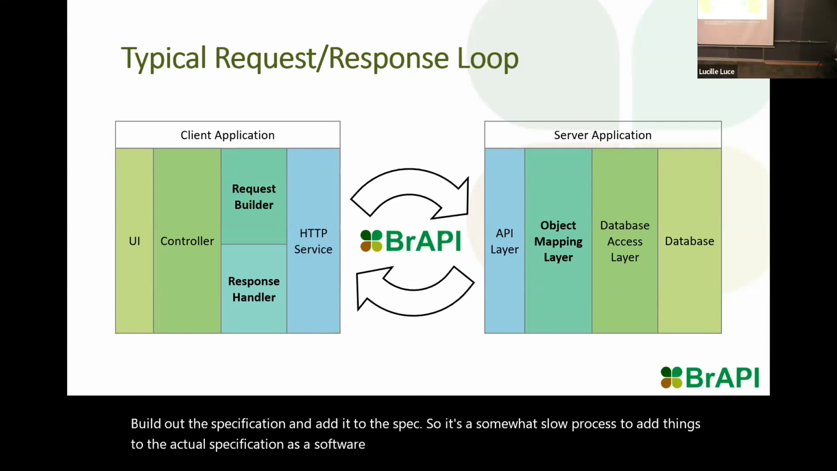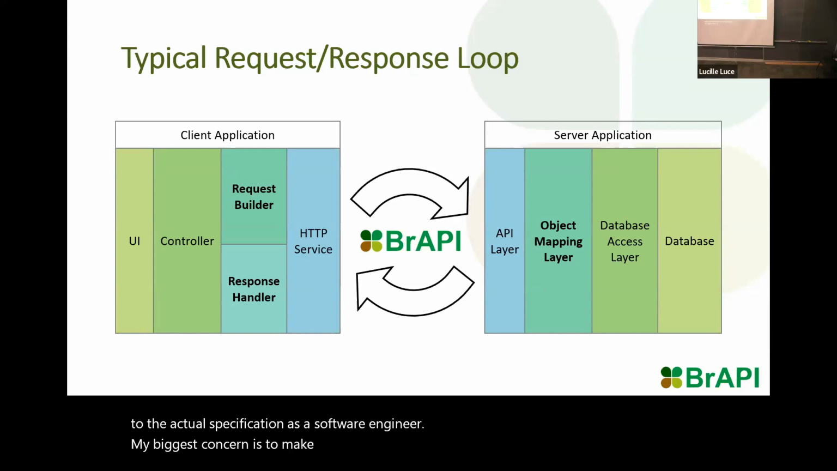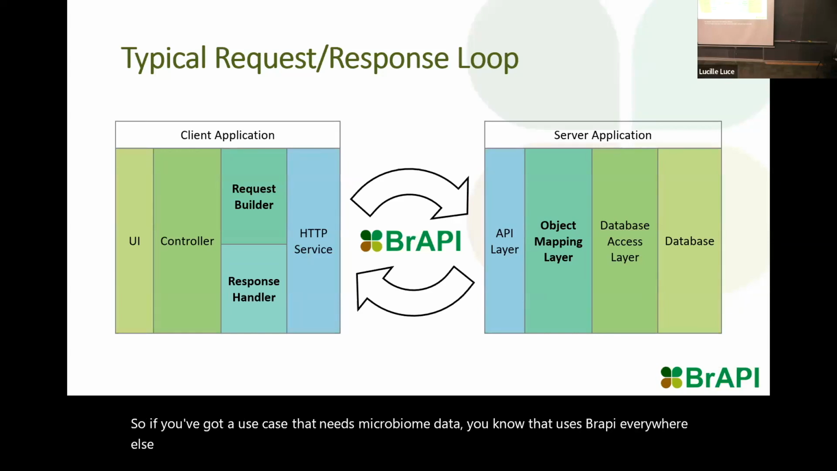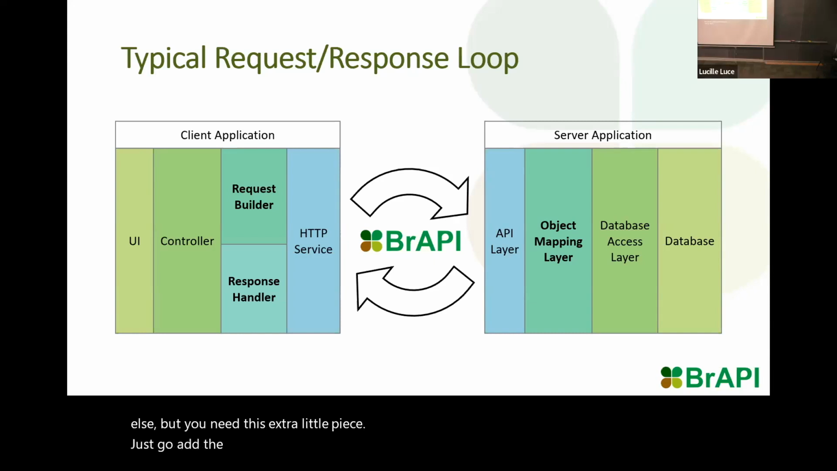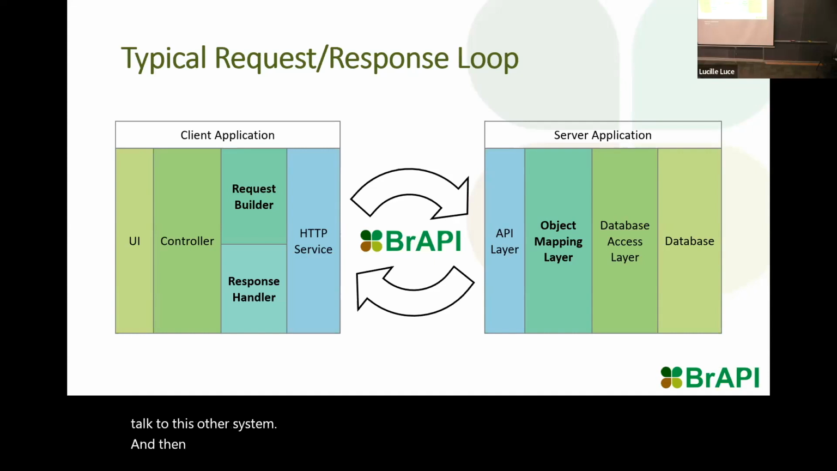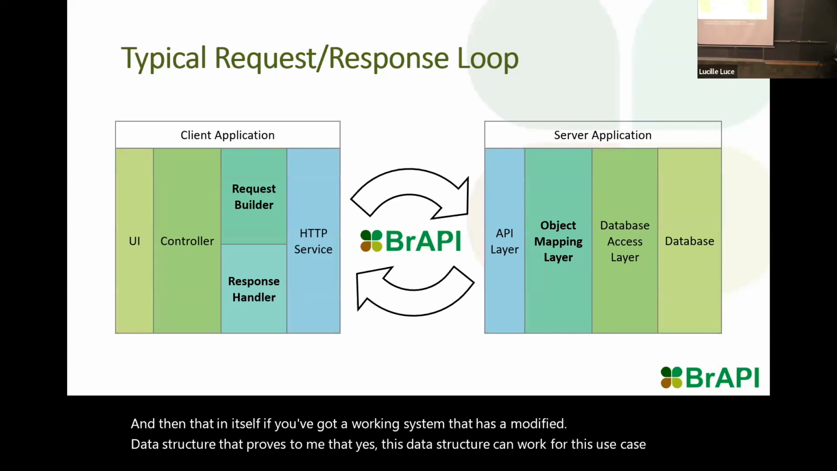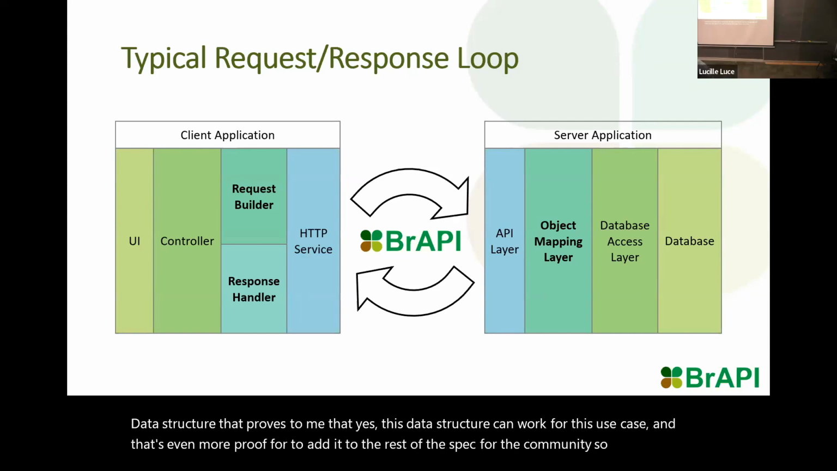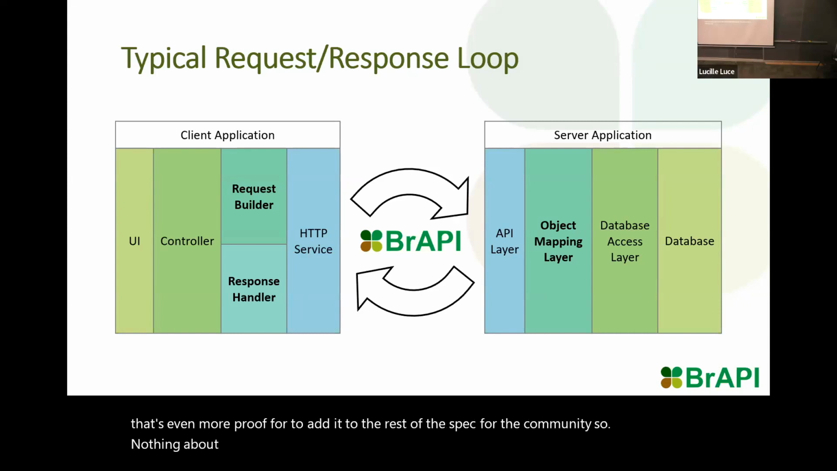As a software engineer, my biggest concern is to make working software. So if you've got a use case that needs microbiome data, that uses BrAPI everywhere else, but you need this extra little piece, just go add the extra little piece. We'll catch up with the specification later, and you'll have a slightly modified BrAPI endpoint for handling your data, doing whatever you need to do to talk to this other system. And if you've got a working system that has a modified data structure, that proves to me that this data structure can work for this use case, and that's even more proof to add it to the rest of the spec for the community. So yeah, nothing about microbiomes yet, but if you've got a use case that the wider community would be interested in, let me know.